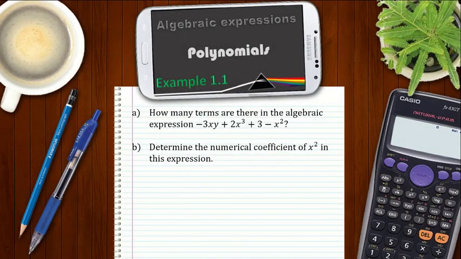Alright, so starting with polynomials, example 1.1 says how many terms are in the algebraic expression. Now, a term is separated by a plus and minus sign. So meaning, if I draw imaginary boundaries here over the plus and minus signs, then they separate the terms. So that means we've got one term, 2, 3, and 4. So these are then 4 terms.